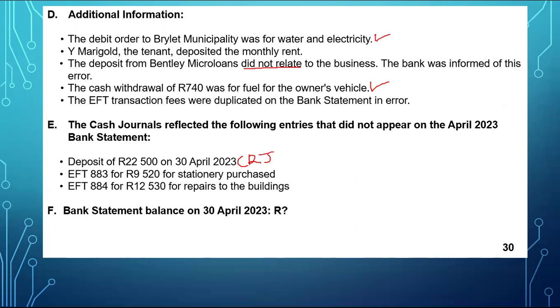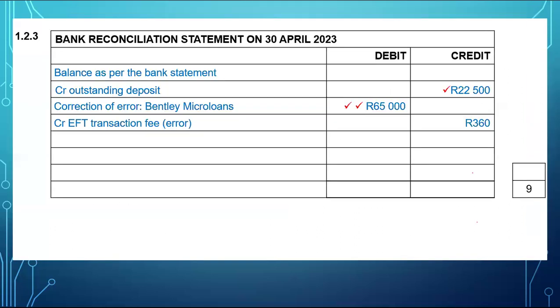So what we're going to do now is to record all those EFT outstanding payments on the debit side because the outstanding payments, the bank will record them on the debit side. All right, that's it. It looks like that's it. I'm just going to check if I'm missing anything.